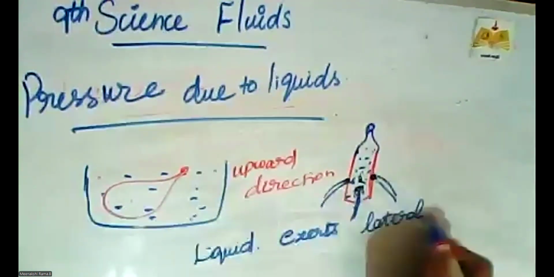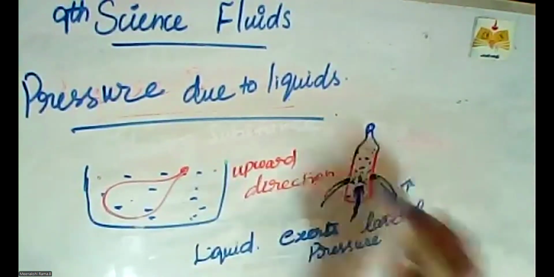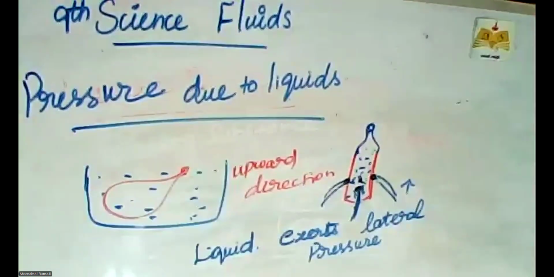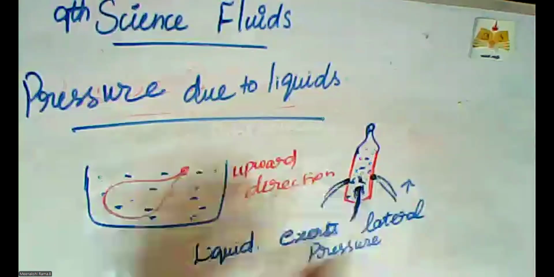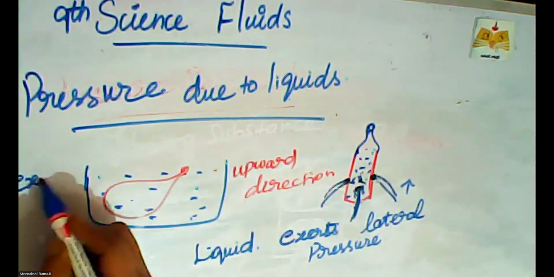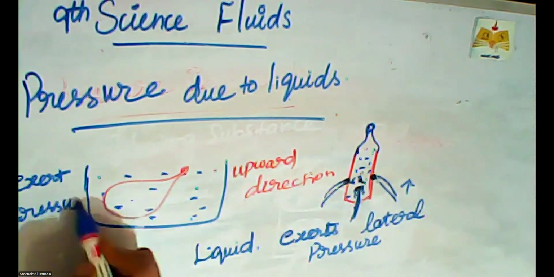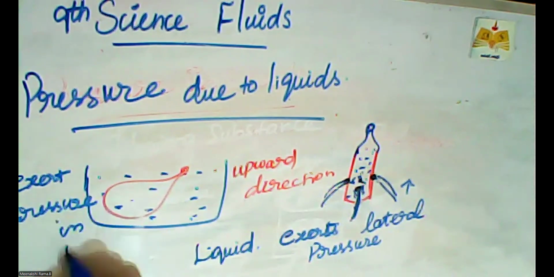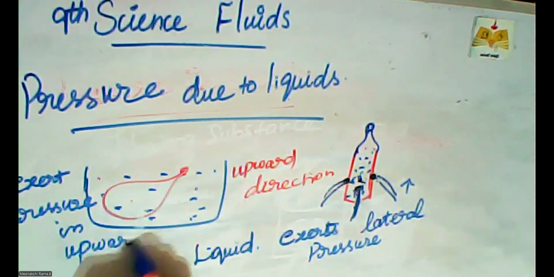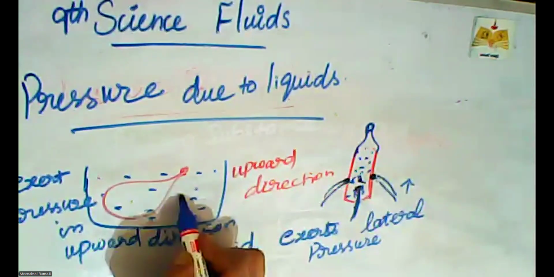Liquid exerts lateral pressure on the walls of the container. So this concept is proved by this example. Next, this experiment explains that liquid exerts pressure in the upward direction. So this concept is proved by this example.